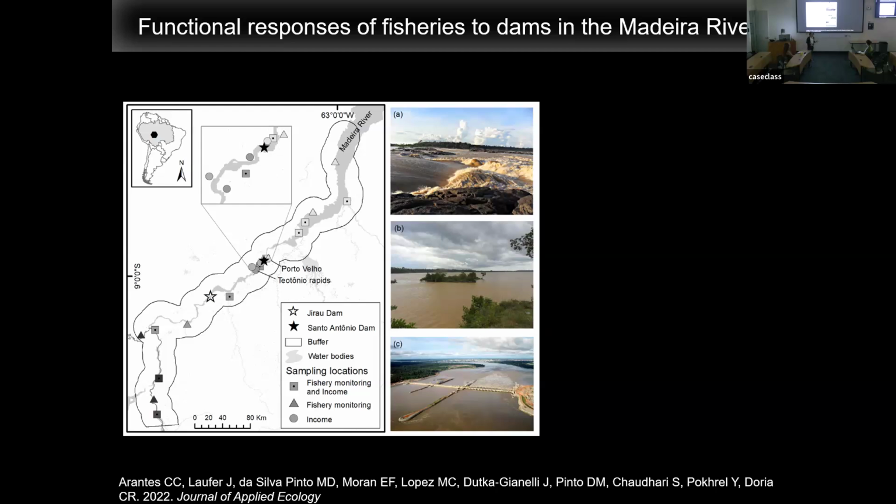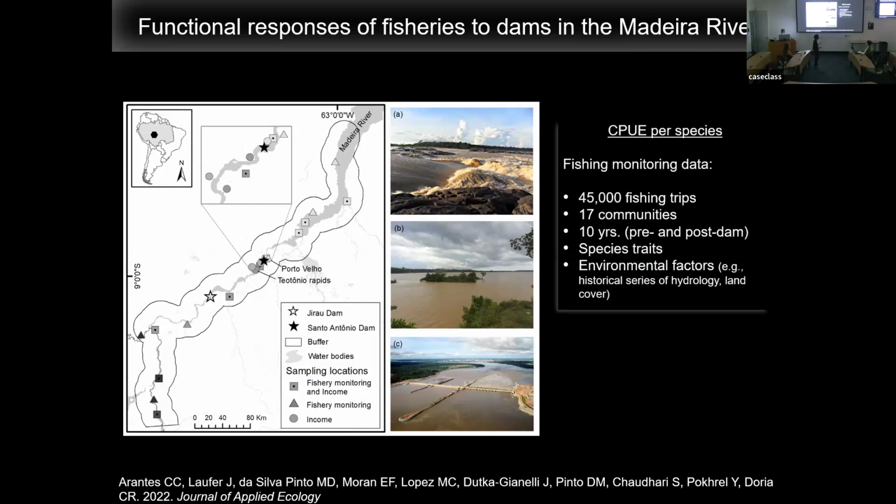Here we asked whether the dams changed the composition of species in the yields, whether the yields were affected and how they were affected. To address these questions, we used fishing monitoring data that has been collected across 17 communities. This shows the map, the Madeira River, and the communities where we collected this data, largely led by Carolina Doria, who is here. The communities are shown by the squares and the triangle, right? And these data covered periods pre and post dam construction.